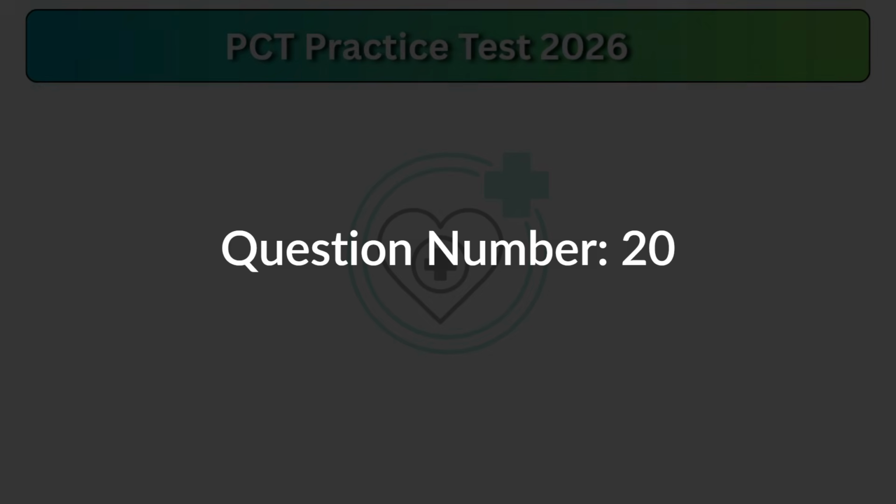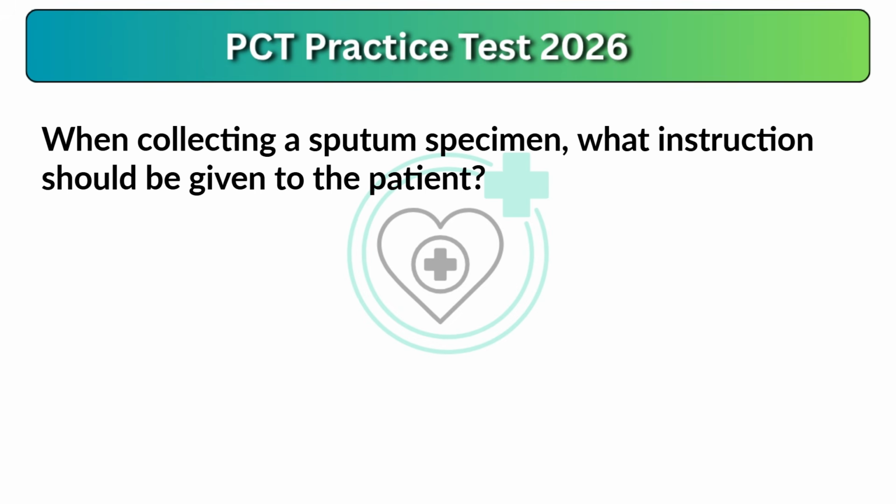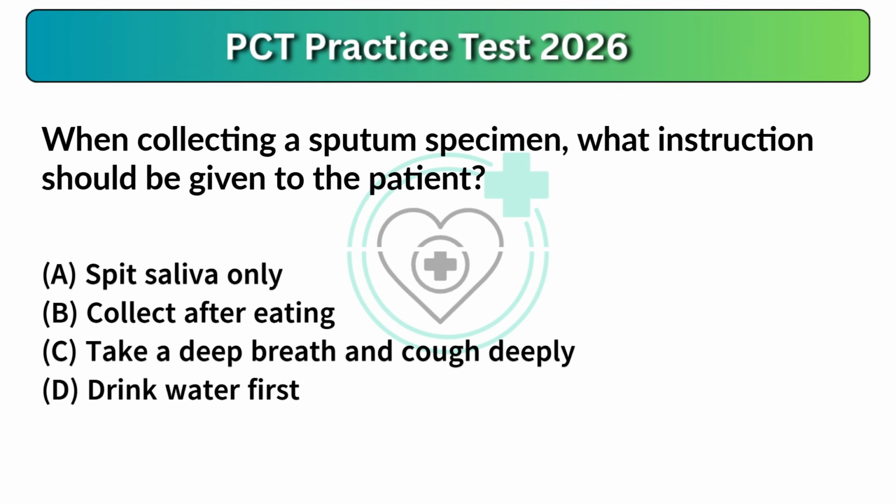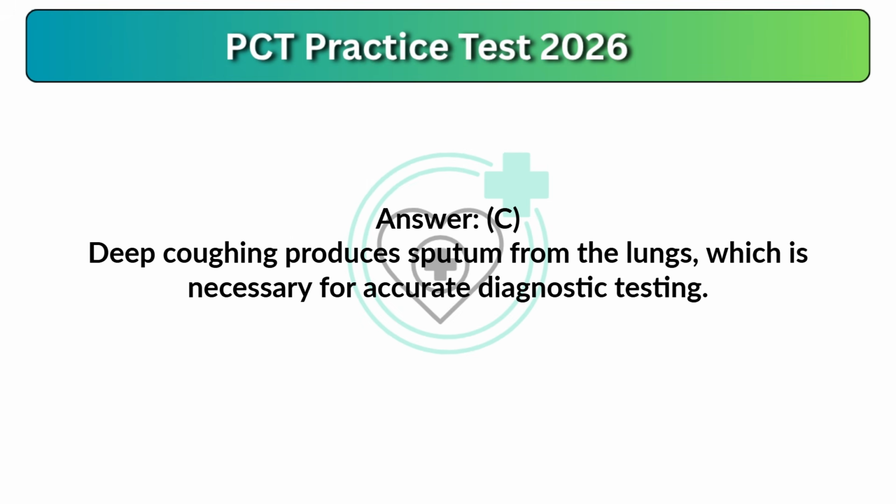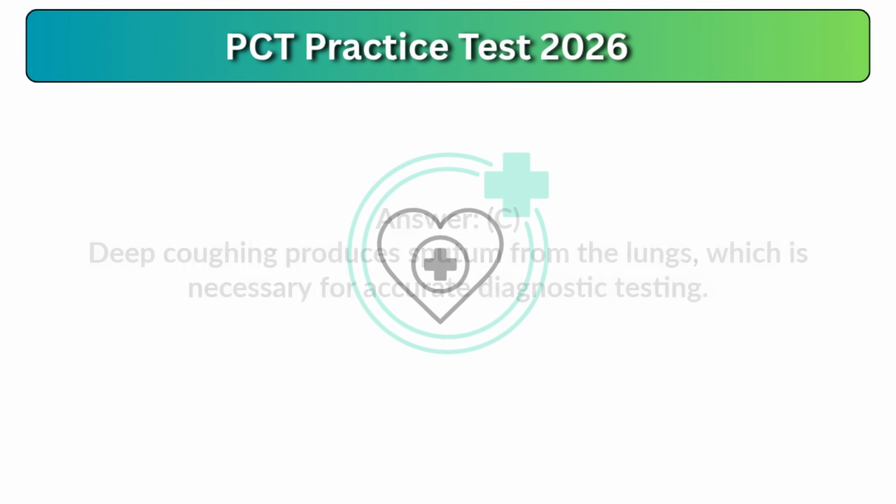Question number 20. When collecting a sputum specimen, what instruction should be given to the patient? A. Spit saliva only. B. Collect after eating. C. Take a deep breath and cough deeply. D. Drink water first. Answer: C. Deep coughing produces sputum from the lungs, which is necessary for accurate diagnostic testing.